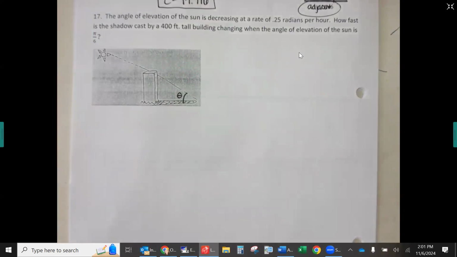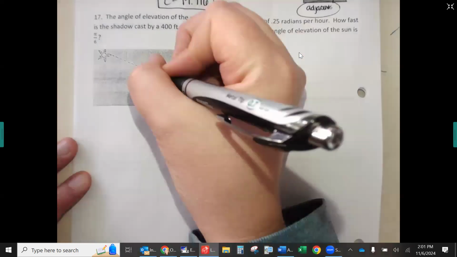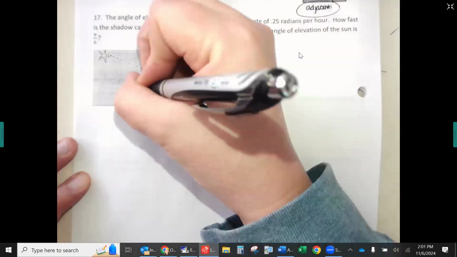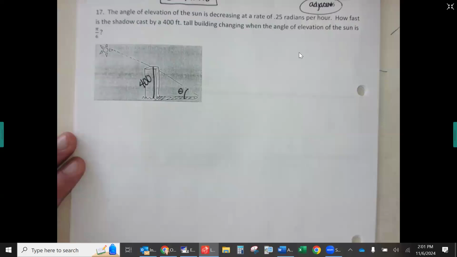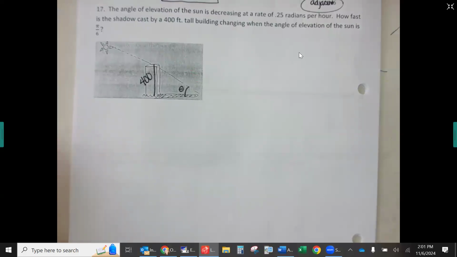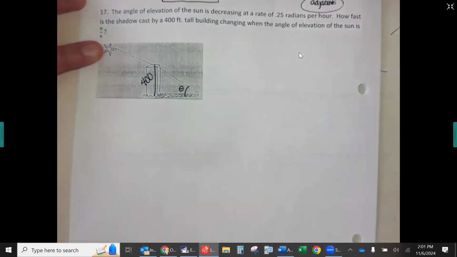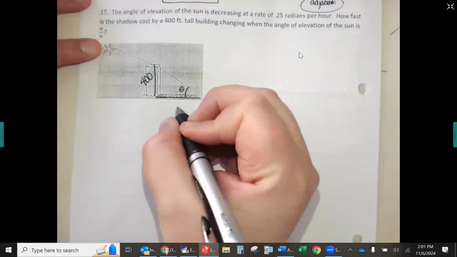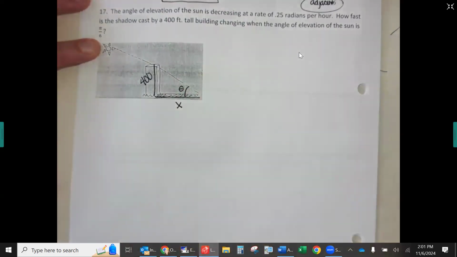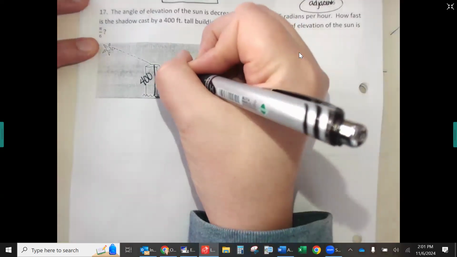Okay, read through the question one more time and tell me my one fixed constant. What is not changing in the picture? Okay, the building is 400 feet tall. That is correct. Then I want to know how fast the shadow is changing, but the sun's position is going to affect how long the shadow is. So I'm going to call this X, just because it's horizontal. Then for this third side, I'm just going to call it C since it's the hypotenuse.